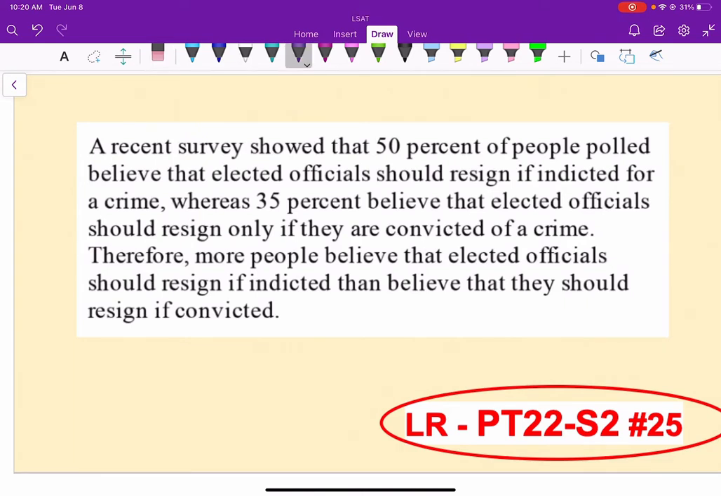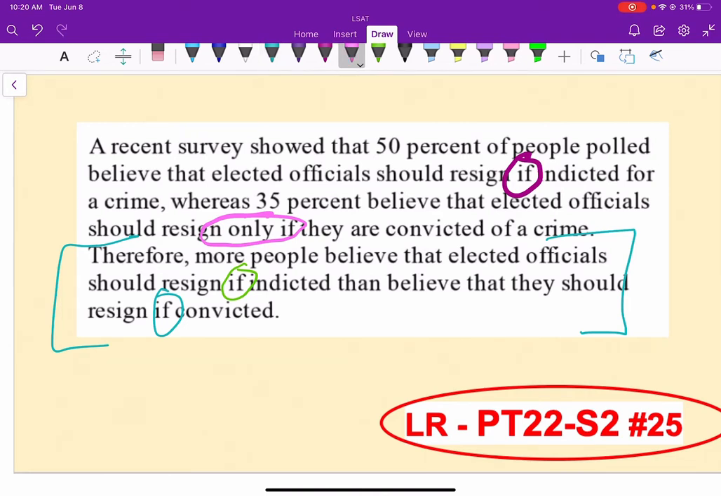All right, so let's go ahead and dive into this one. It says, a recent survey showed that 50% of people polled believed that elected officials should resign if indicted for a crime, whereas 35% of people believe that elected officials should resign only if they are convicted of a crime. Therefore, more people believe that elected officials should resign if indicted than believe they should resign if convicted. So this is actually a flaw question, which we haven't covered yet. But I just really like this stimulus for us to practice diagramming.